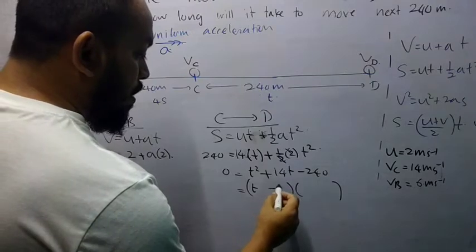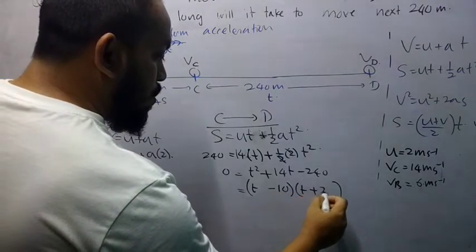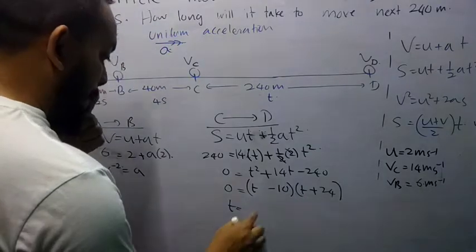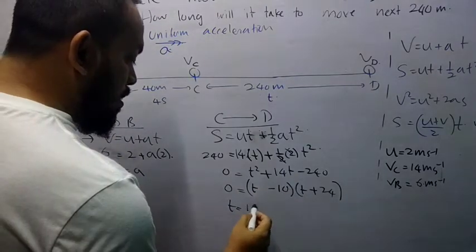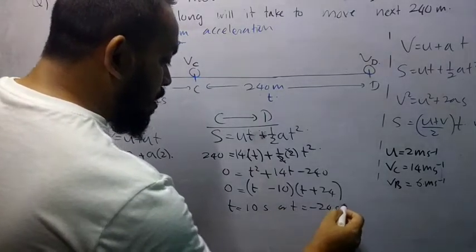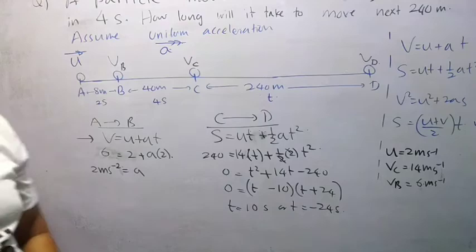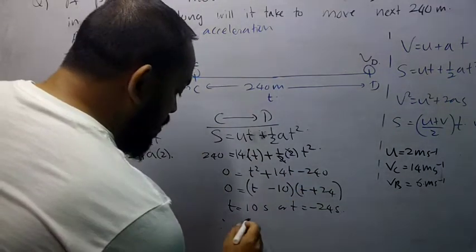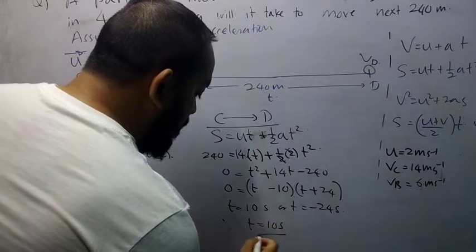This should be minus 10t plus 24. So t minus 10 equals 0, which means t equals 10 seconds, or t equals minus 24 seconds. Now time is always positive, right? Time is always positive. Therefore, t equals 10 seconds.